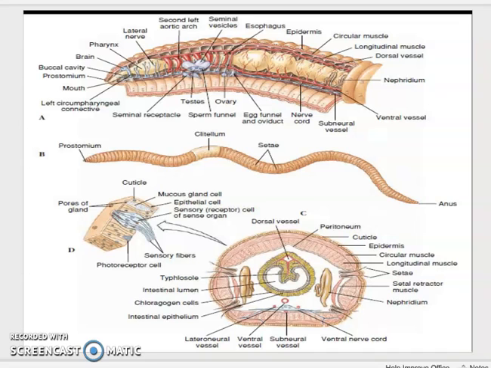So this is a beautiful picture showing the digestive system. This is a cross-sectional view and this is the whole organism. It is a prostomium, that is, an anterior projection of the first segment, the peristomium. And at the time of sexual maturity, the clitellum develops and the eggs are laid.